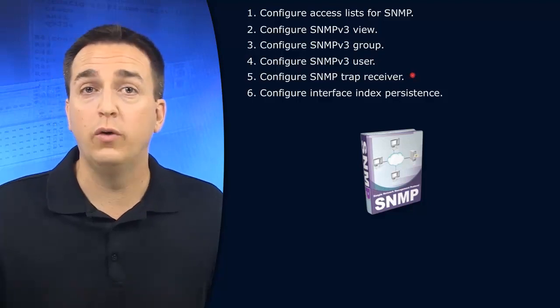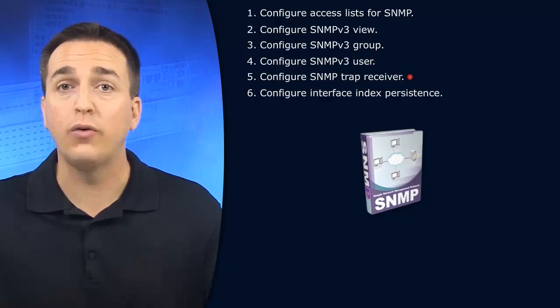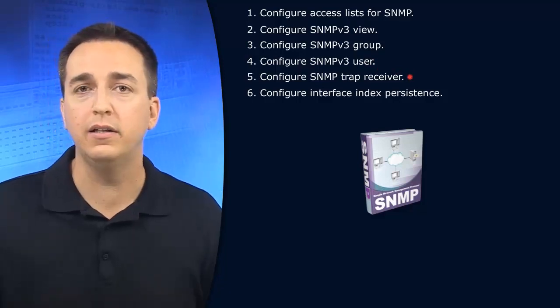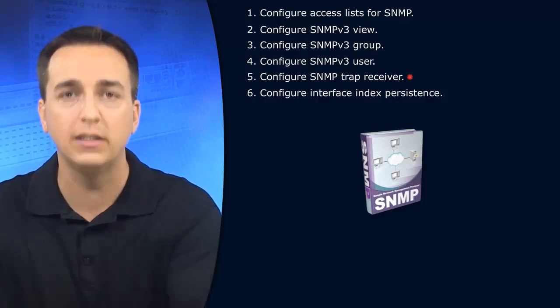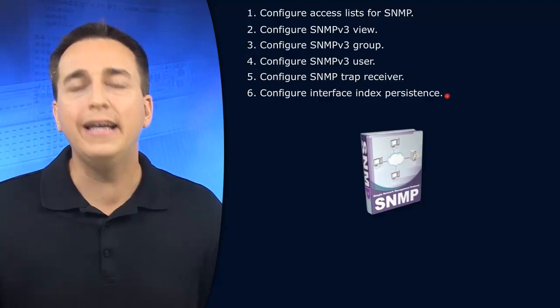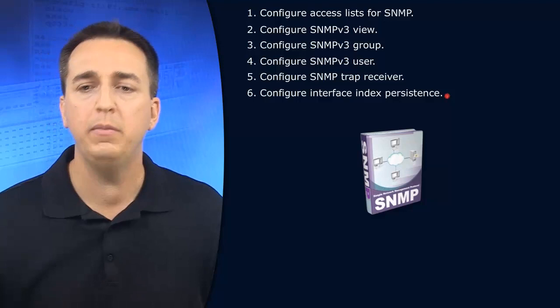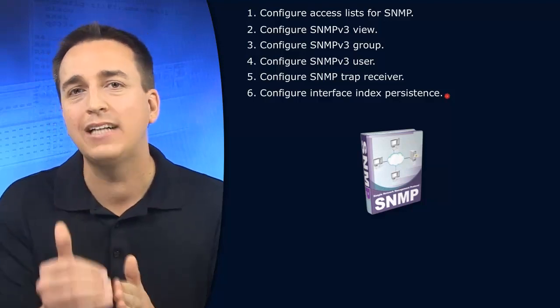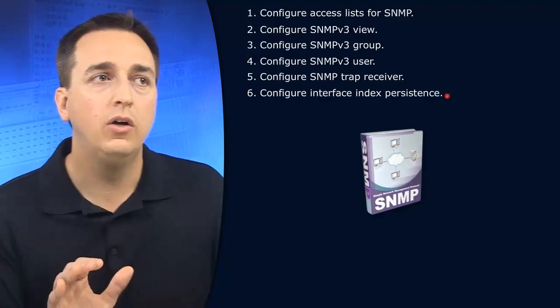We'll also want to make sure that certain events are going to trigger a trap or an inform to be sent to the management station, so that way we're not always waiting on the polling process to get the information that we need. And then lastly, there are interface indexes on our devices. What does that mean? It means that our devices have an index associated with them. However, that index is not persistent.